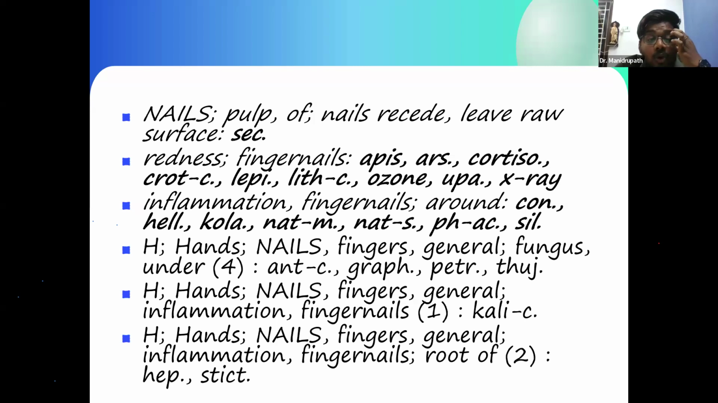Inflammation of fingernails around: Conium, Helleborus, Cola, Natrum muriaticum, Natrum sulph, Phosphoric acid, and Silicea. Conium, an old age remedy, a lot of vertigo you can see in this remedy. Helleborus is an insanity remedy, more of a mind state remedy. Natrum sulph: Natrum like grief, Natrum like disappointment, Sulphur like egoistic, Sulphur like embarrassment, elements from Sulphur like philosophical mania. And Natrum sulph is one such remedy.